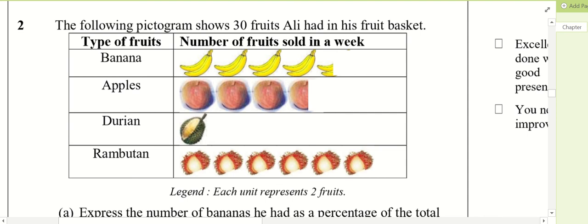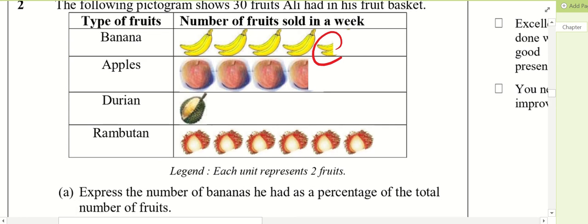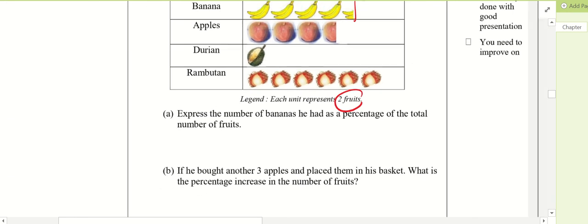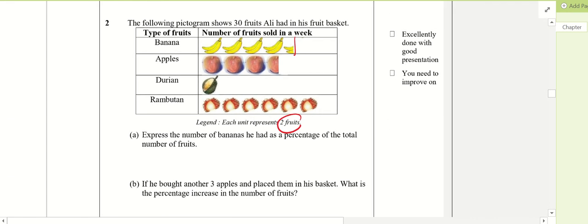Okay. Now, this is the point where I find it quite weird. Is this exactly half? Or is this 3/4, 2/3, 2/5, or whatever? It's not very clear, right? But you can always look at the key to give you a hint. Each unit represents 2 fruits. Yeah, so this is probably half. So 1 fruit. Right. So you will do this. Okay, you can pause the video to do this as an example.